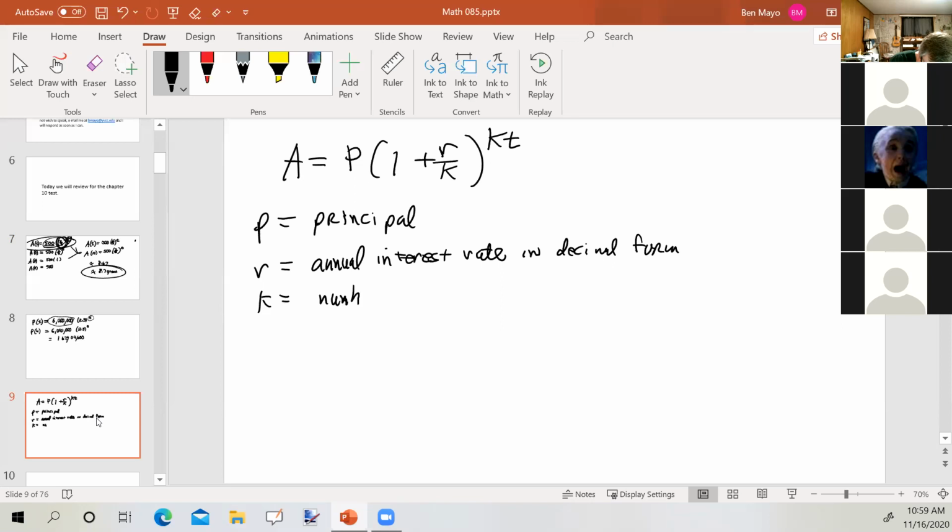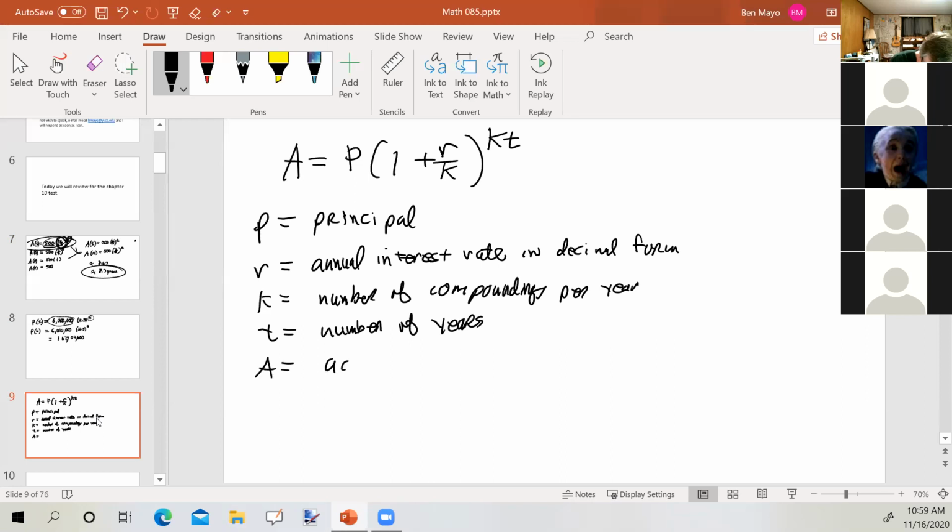So number of compoundings per year. T is the number of years, and A is the accumulated amount. I don't know if I spelled that right or not. There are 2 C's in accumulated. Oh, well, okay. So we've got all this information. All right.